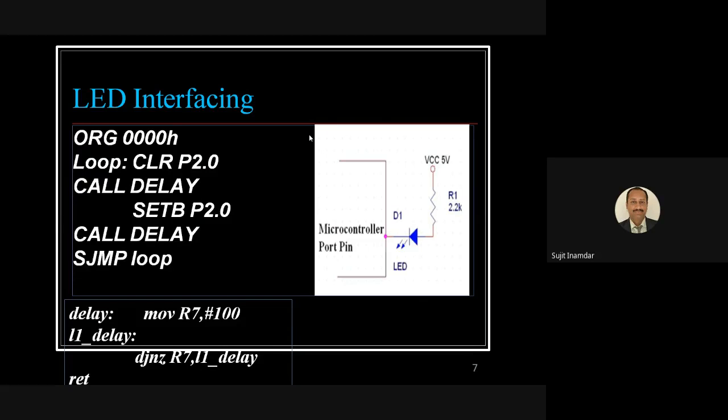So the statement written here is DJNZ R7, L1 delay, which means decrement and jump if not zero. Right? Decrement and jump if not zero.